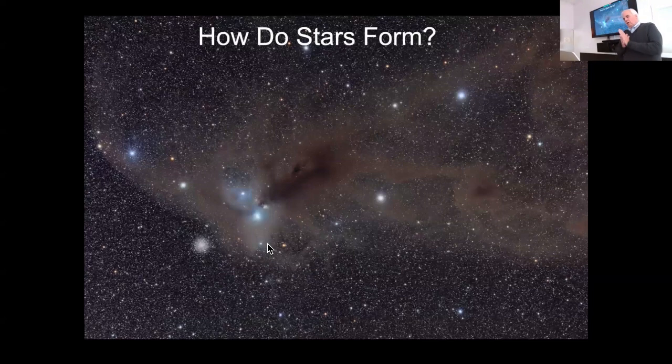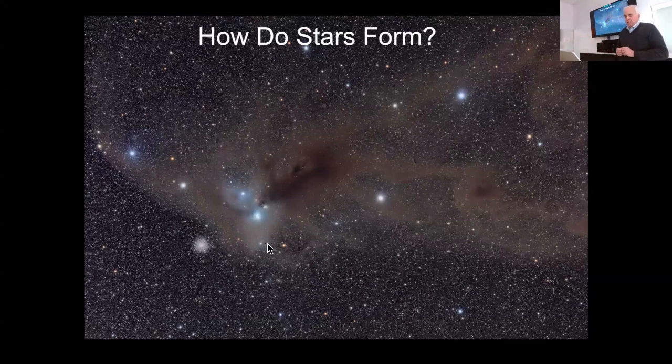Okay, now I'm going to talk about how the first stars form, but we've got to get some picture on how stars form at all. And stars are still forming today. Stars and planets are still forming today. And so that gives us a good insight in how the first stars must have formed.